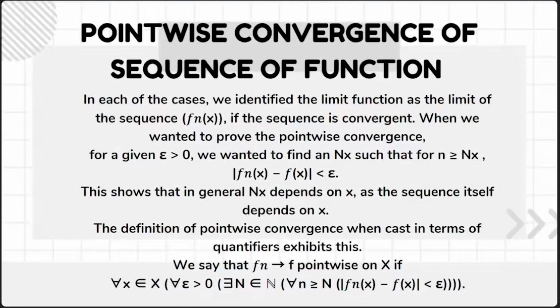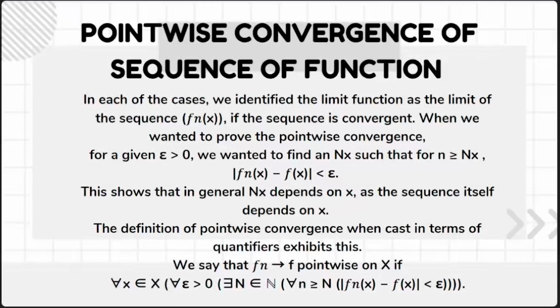So I can sum up the definition of pointwise convergence of a sequence of functions right now like this. We have seen that in each of the cases, we identify the limit function as the limit of the sequence, if the sequence is convergent. When we want to prove pointwise convergence, let epsilon greater than 0 be given. Then we want to find N_x such that for all n greater than N_x, we satisfy the following property, that is |fn(x) - f(x)| is less than epsilon. So this shows that in general N_x depends on x, the point from the domain, which is the set E we defined initially.